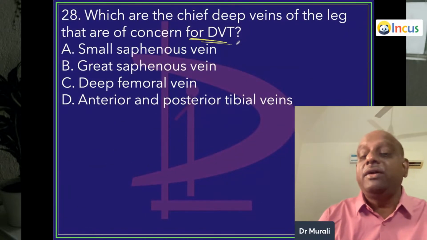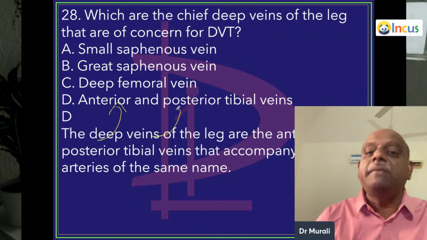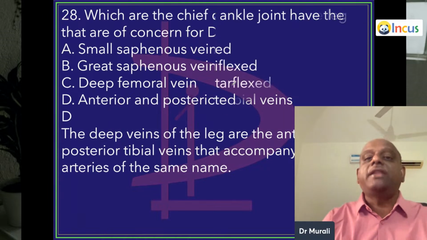Now, in DVT, what is the main deep vein of the leg which is affected? The anterior and posterior tibial veins are the ones which are affected.